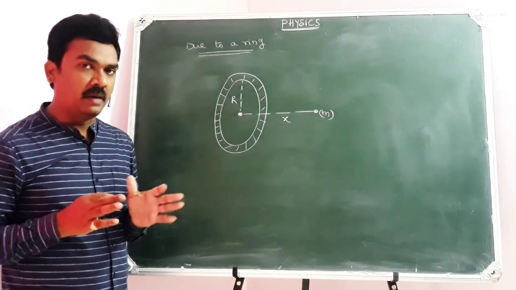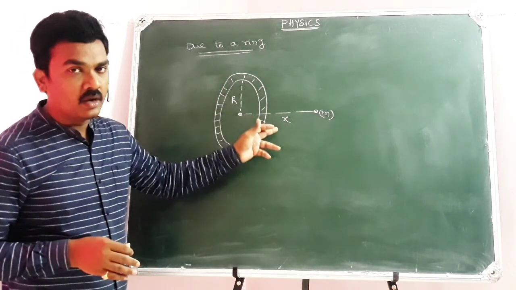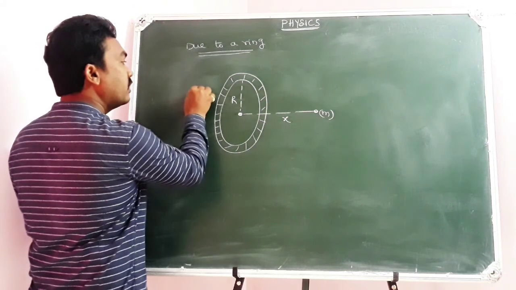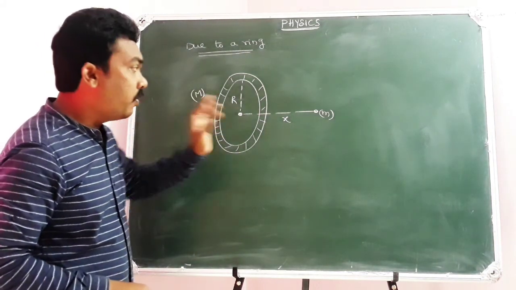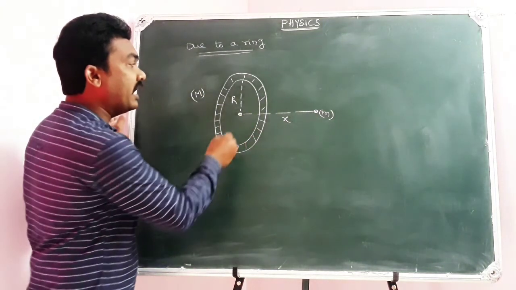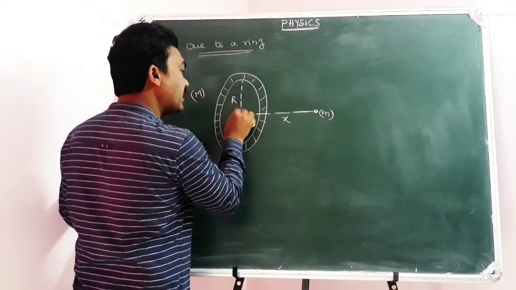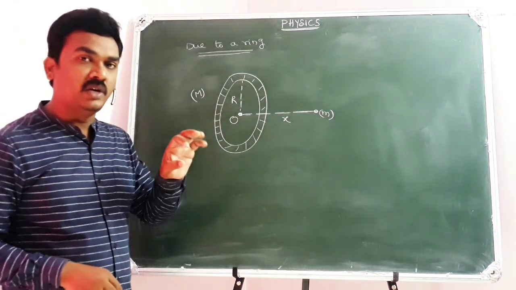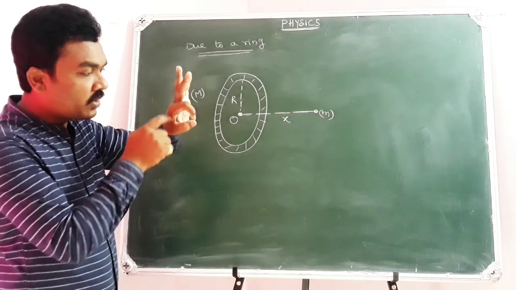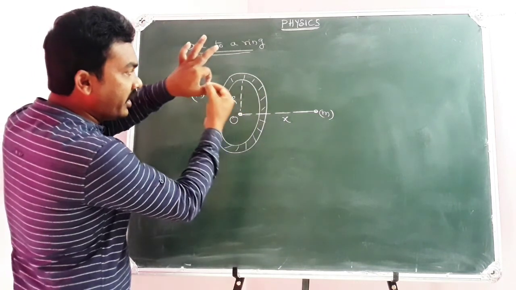Here, another interesting part. The force of gravitation due to a ring of mass capital M and radius capital R on a point mass placed on the axis of the ring. This is the axis of the ring. This is the center of the ring. See, this is a three-dimensional view that you need to imagine. This is the ring, and this is the axis of the ring.